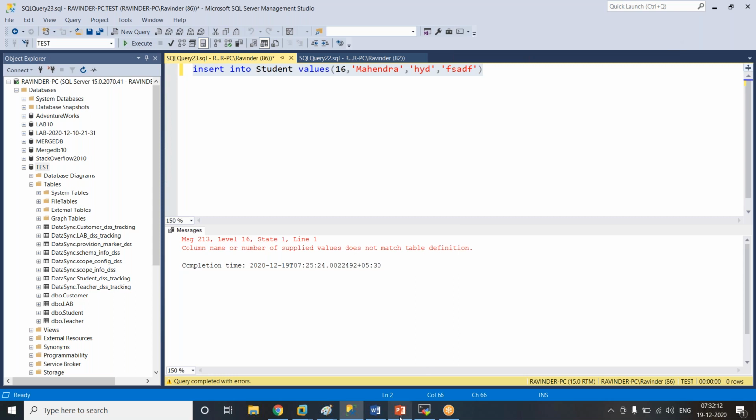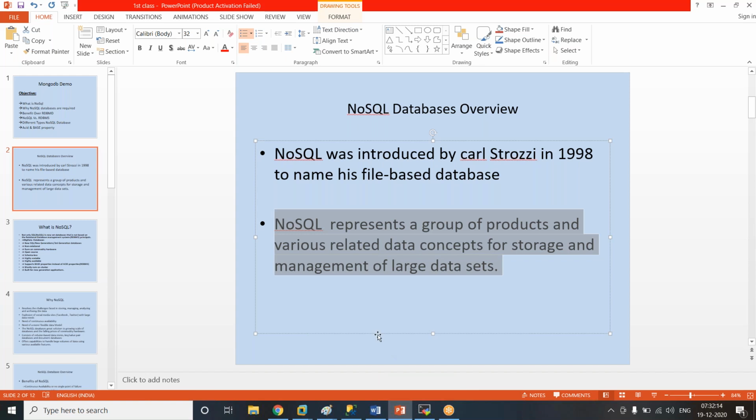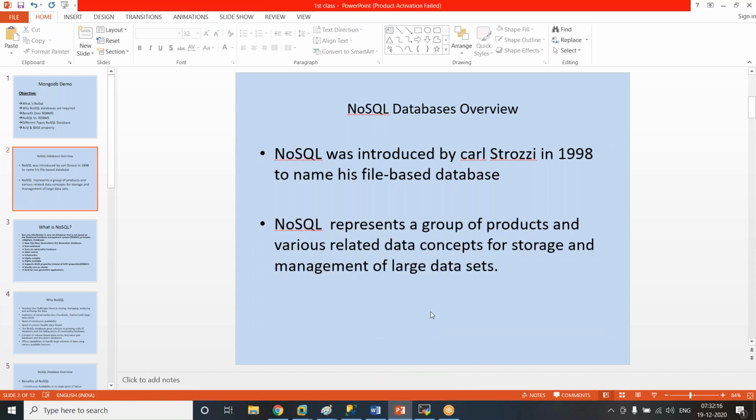Let's come back to our discussion now. You would have got a fair idea about it. So now NoSQL represents a group of products and various related data concepts for storage. NoSQL also has a lot of different products to deal with different data sets, and you get different benefits if you go with different products. Like in RDBMS, we have Microsoft SQL, Oracle, MySQL, Postgres, Greenplum. Many products have their own independent features, right?